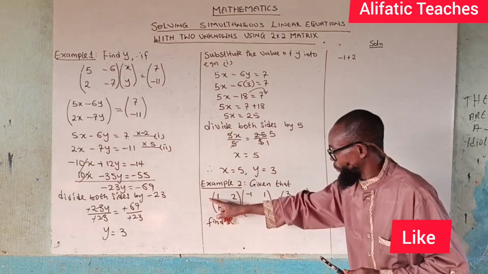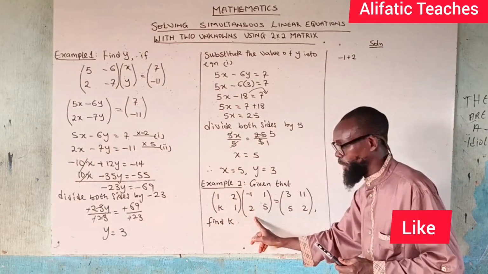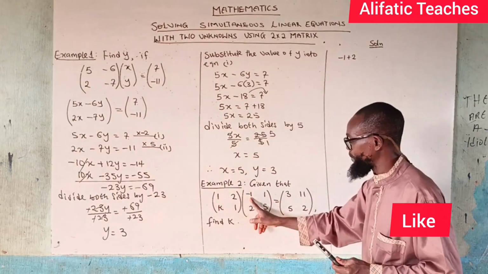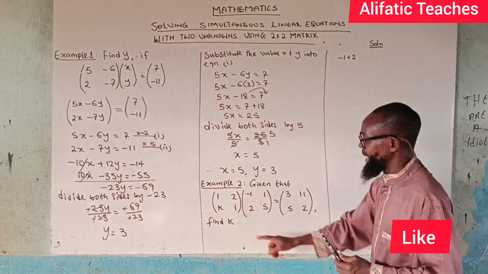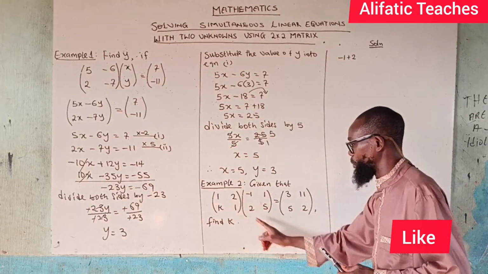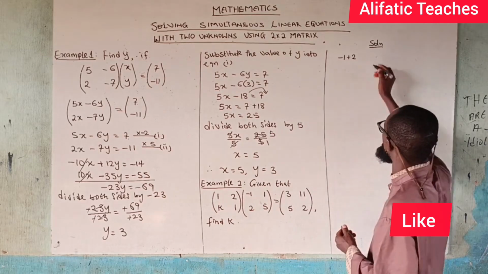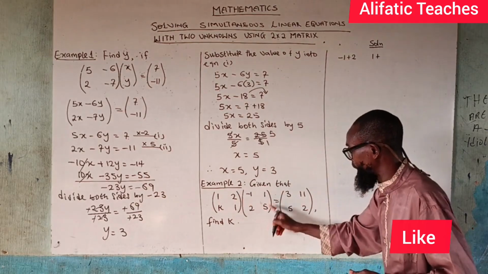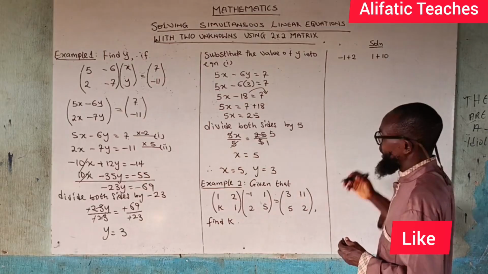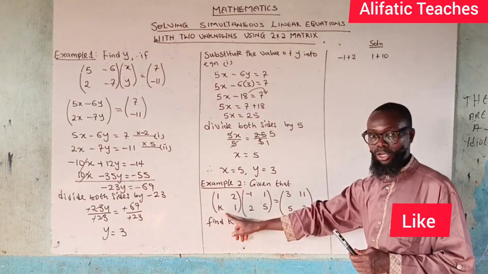So that is, first row we multiply first column. 1 times minus 1, I have minus 1. Then 2 times 2, I have 4. You are adding it together. Then first row we multiply second column. 1 times 1, I have 1. Plus 2 times 5, I have 10. I'm done with that. Move on to the second row.